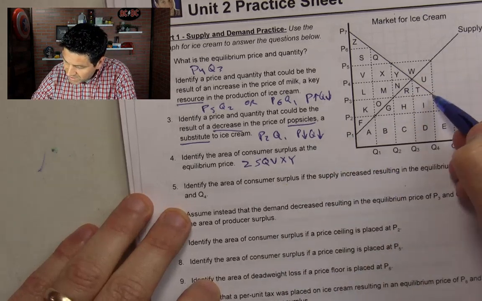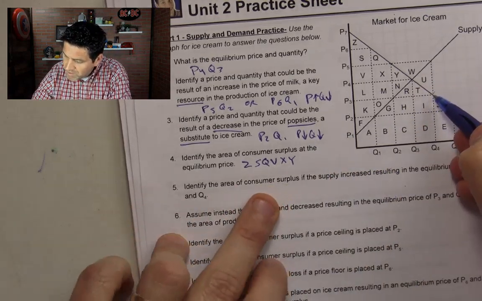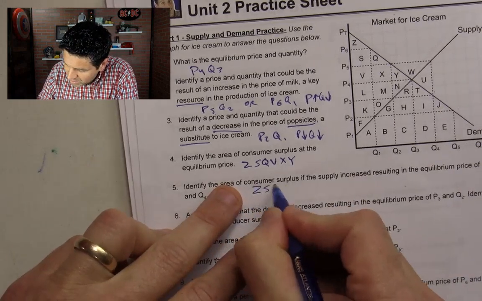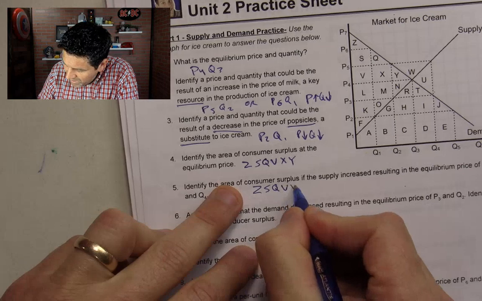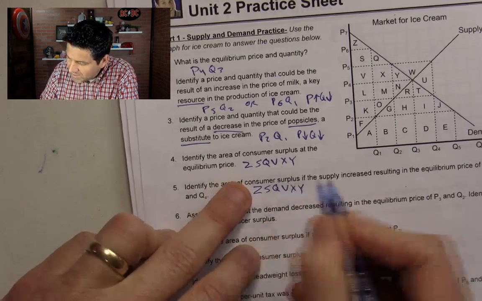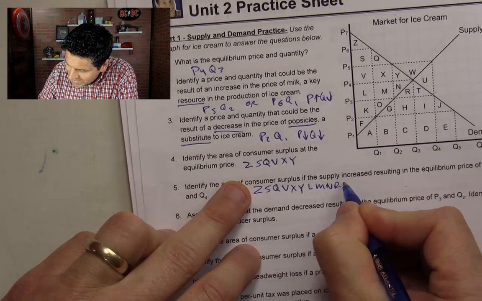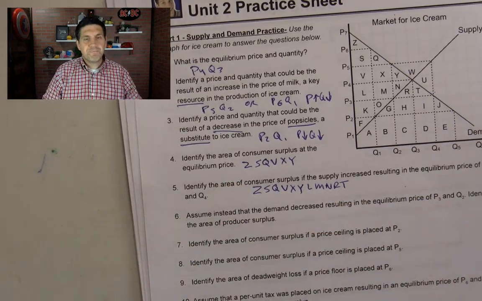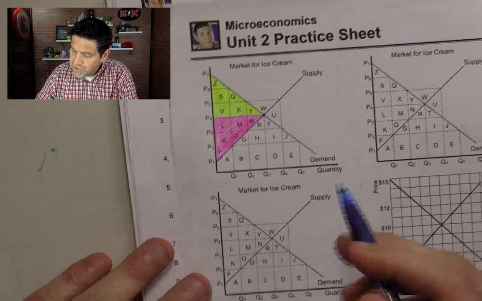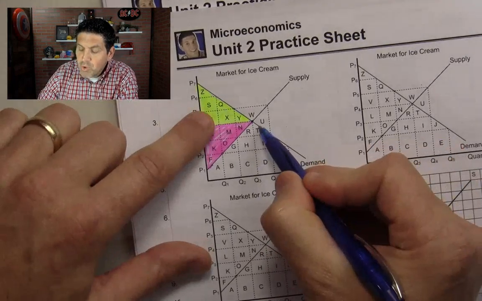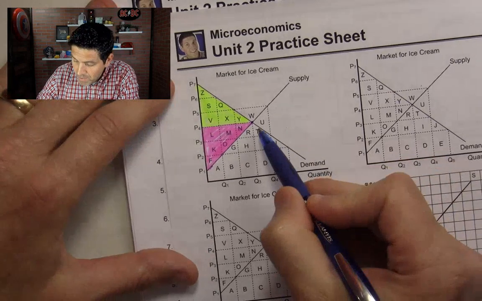Then the question's asking, what is the area of consumer surplus? Well, that's going to include the old area we just did, Z, S, Q, V, X, Y. So everything we already did, plus L, M, N, R, and T. So when the supply curve shifted to the right down to here, now people who couldn't buy it before, and this is key, people who couldn't buy it before.